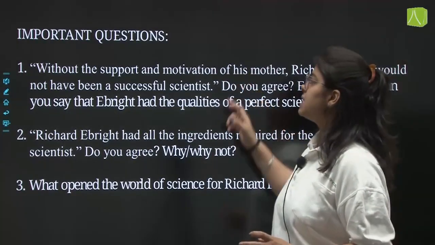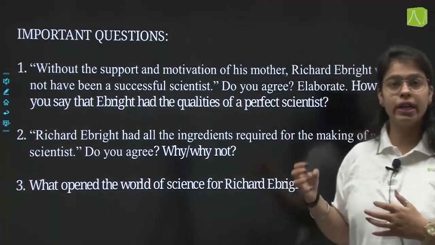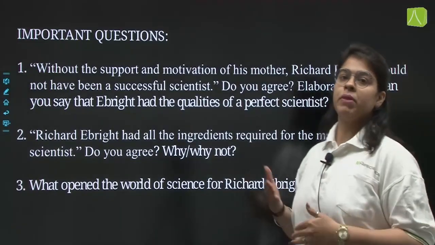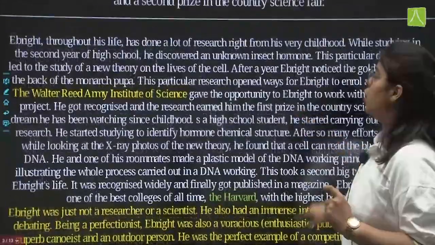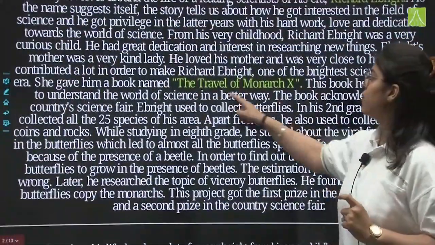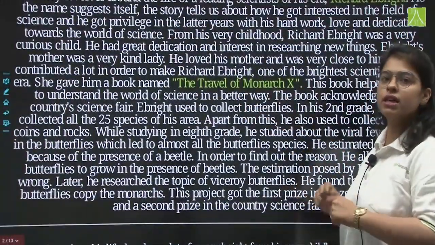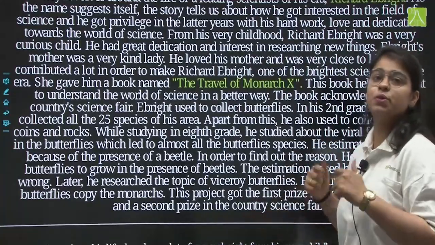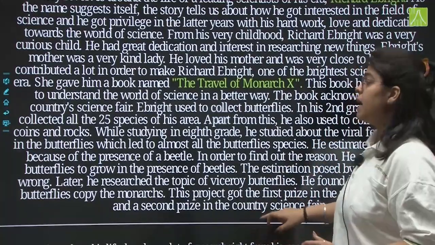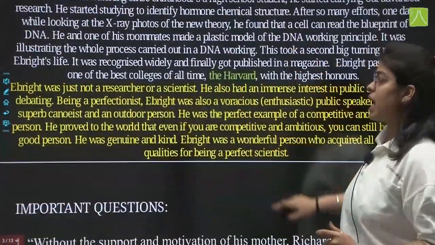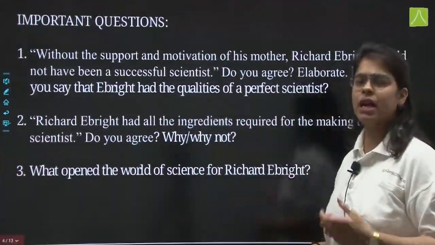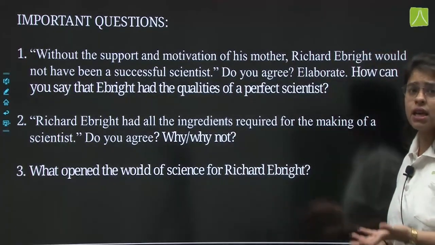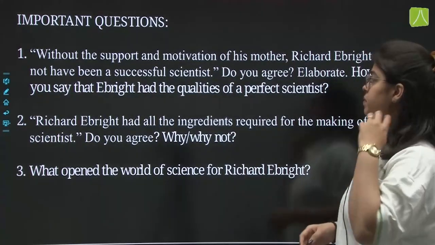The first one says that his mother was very important for him to make him a perfect scientist. Why? Because she was the one who brought him the Travels of Monarchs, and from here his vision towards science, his vision towards new research, developed and changed. Therefore it was very important, because she used to bring him telescopes and all the things of science that were important to him.